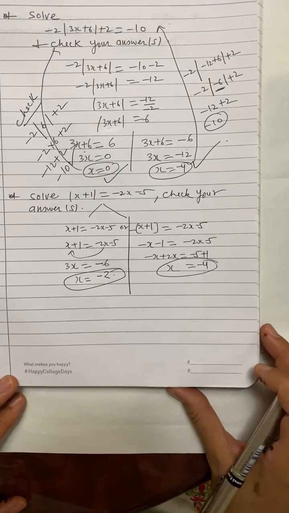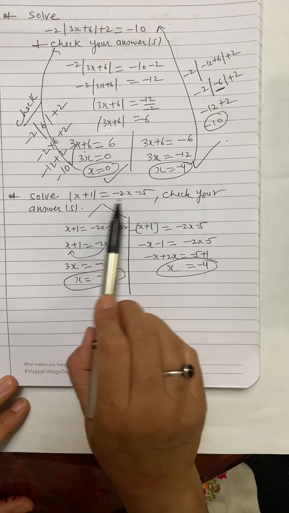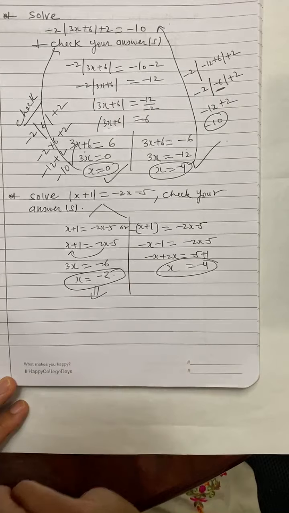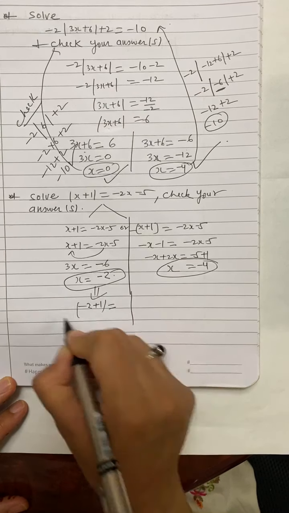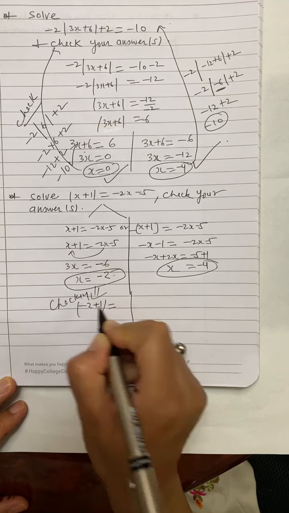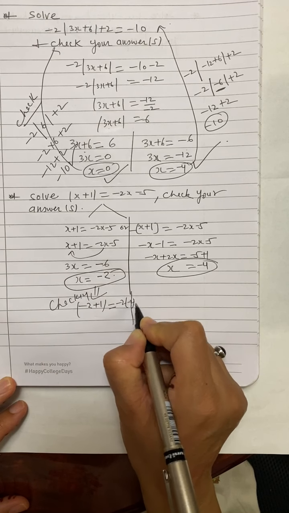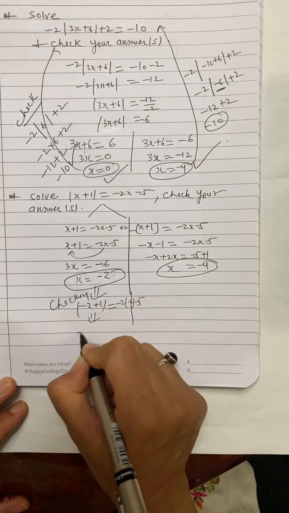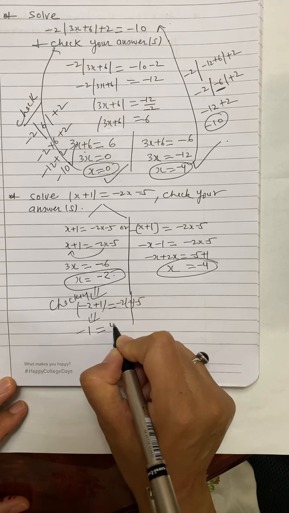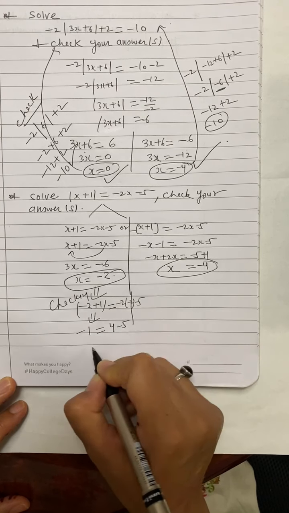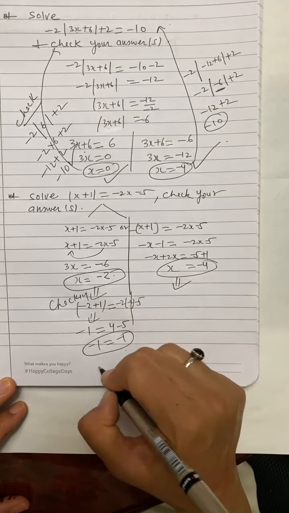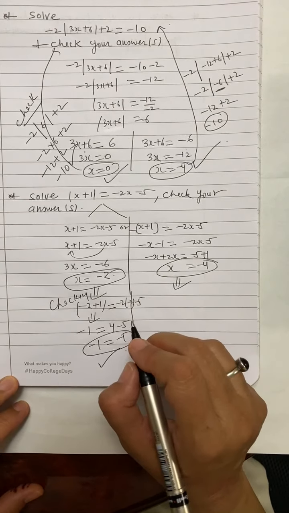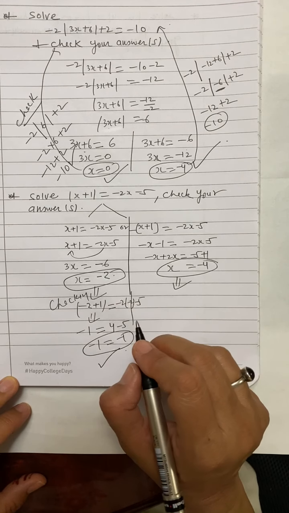Now we have to check whether both the values satisfy this equation or not. So for x is equal to negative 2, negative 2 plus 1, I'm checking here, is equal to negative 2 into negative 2 minus 5. So this gives me negative 1 on the left, and 4 minus 5 on the right. So negative 1 is equal to negative 1. So it seems like x is equal to negative 2 is a solution here.